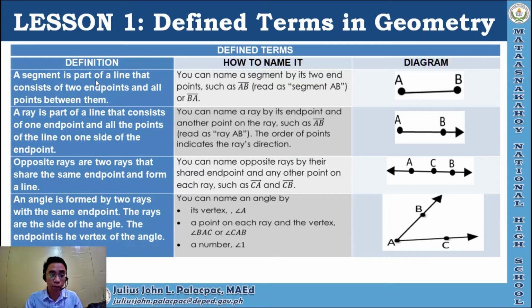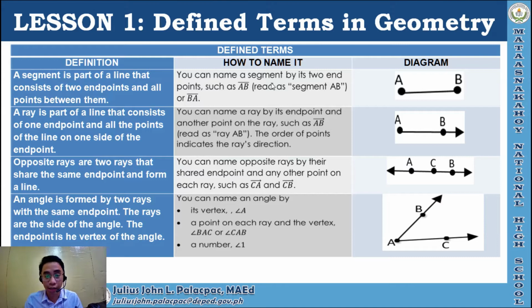A segment is part of a line that consists of two endpoints and all points between. So, kung makikita nyo dito, may diagram tayo, may point A at point B. They are connected to each other. So, tinatawag silang segment AB or line segment AB. Pwede nyo rin lagyan ng guhit sa taas na isang guhit tapos AB or BA. So, tulad ng sinabi ko sa inyo na nakaraan, mas maganda kung alphabetical o yung pagkakasunod-sunod nila, yun ang gagawin natin.